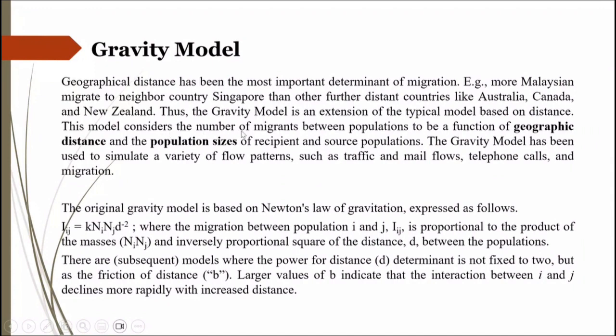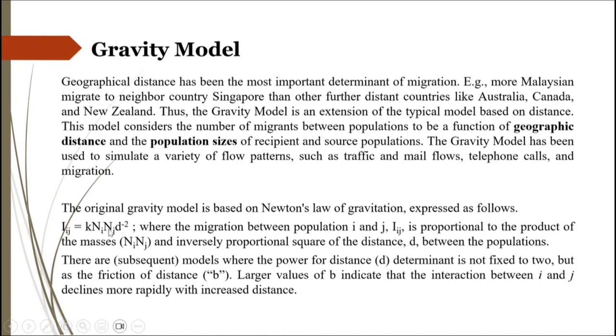Thus, the gravity model is an extension of the typical model based on distance. Right? This model considers the number of migrants between populations as a function of geographical distance and the population size of the recipient and source. So you can quantify this migration model as: I equals K, which is a constant, times Ni Nj, where Ni is the population in the original place and Nj in the destination. So migration between populations i and j, I, is proportional to the product of the masses Ni Nj, product meaning times the masses, meaning population, and inversely proportional to the square of the distance D between the populations.